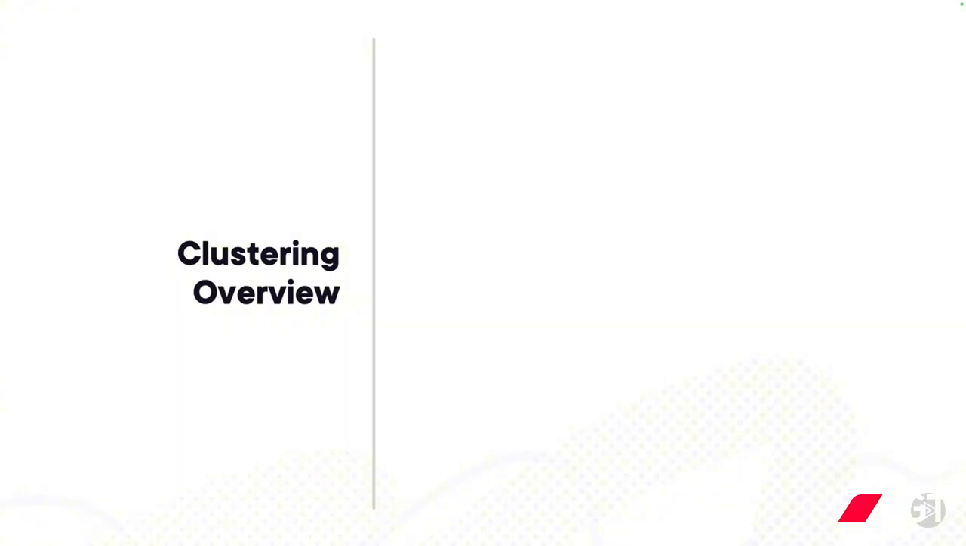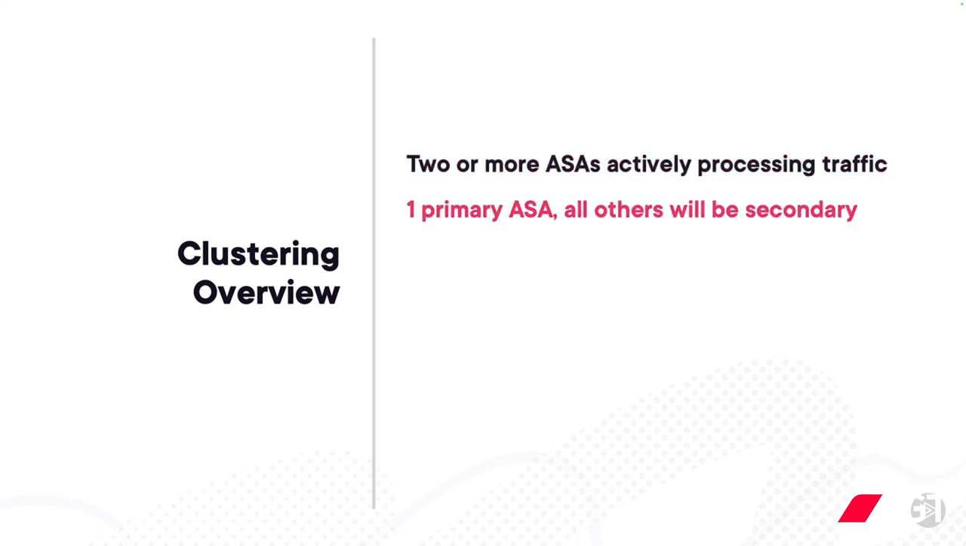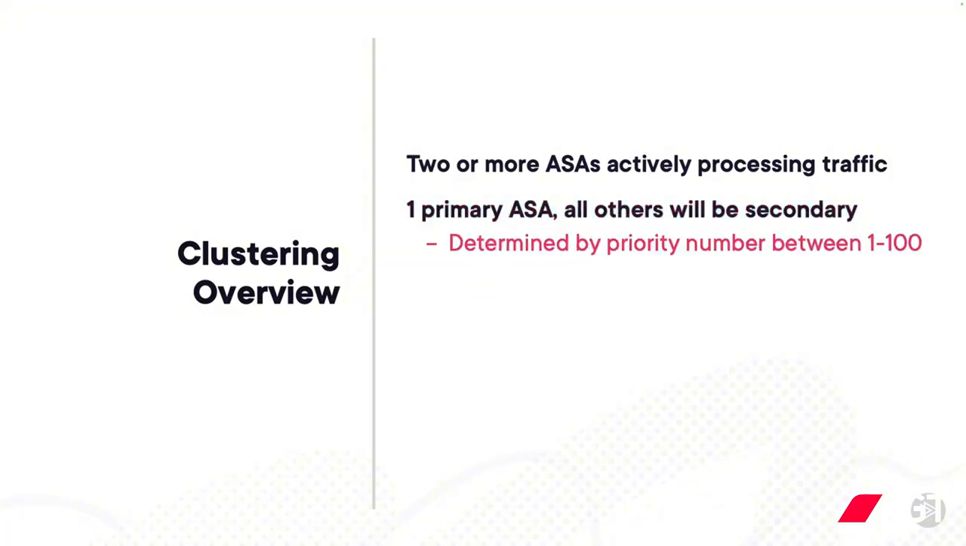If you have a network environment that needs complete redundancy built in, but also have a high throughput of data, then ASA clustering might be beneficial. Clustering allows for 2 or more ASAs to be actively processing traffic all at the same time. And similar to an active standby configuration, one ASA will be the primary, while all other ASAs will be the secondary. The primary is determined by a priority number between 1 and 100, with the lowest number taking the priority.